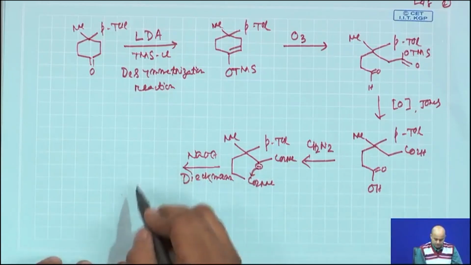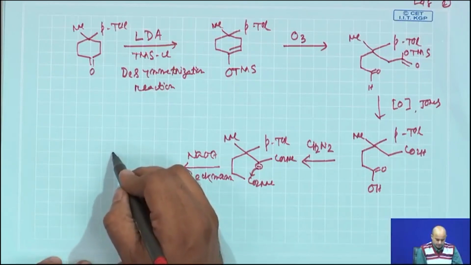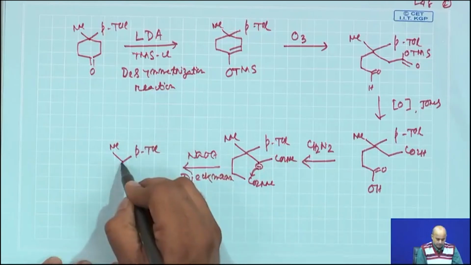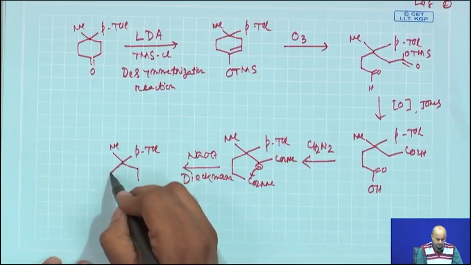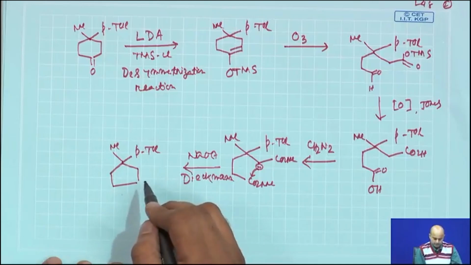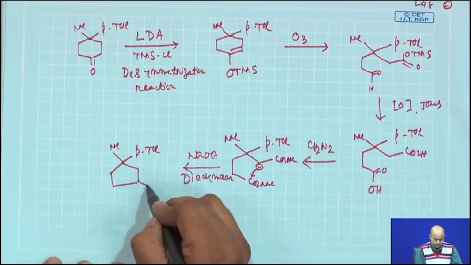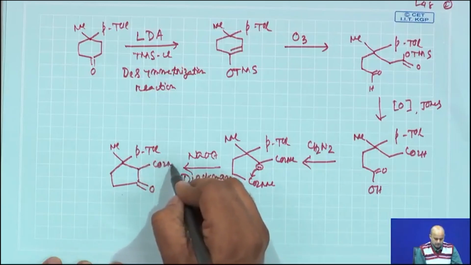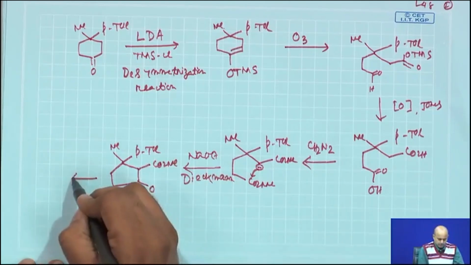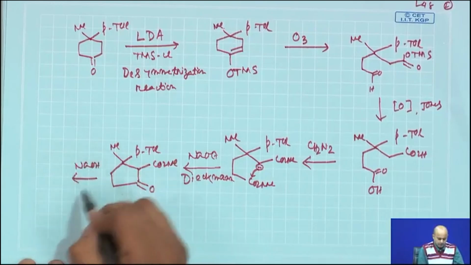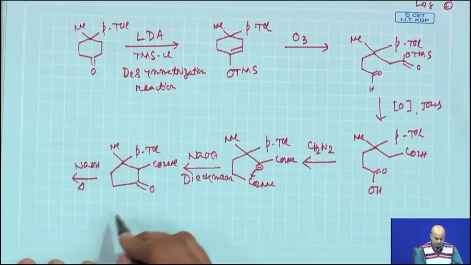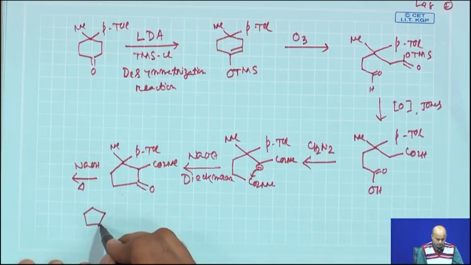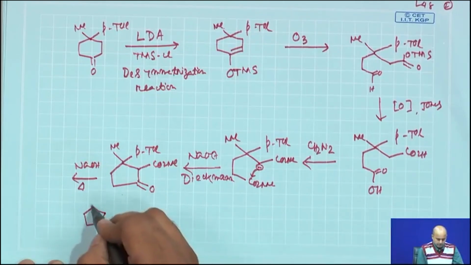Now, once this Dieckmann cyclization takes place, we will be getting methyl para-toluene and then you basically get the corresponding cyclic ketone. You do the basic hydrolysis with sodium hydroxide followed by heat, beta keto acid, which will immediately decarboxylate to basically give you the intermediate.